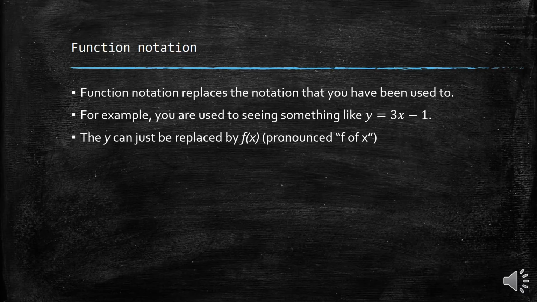The key part here is to realize that this is not f times x, even though we're using parentheses. This is pronounced as f of x, or function of x. Your new notation would look like this. The only thing you're doing differently is you're not putting y, and you're putting f of x.